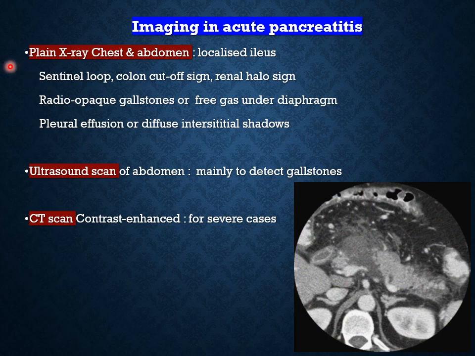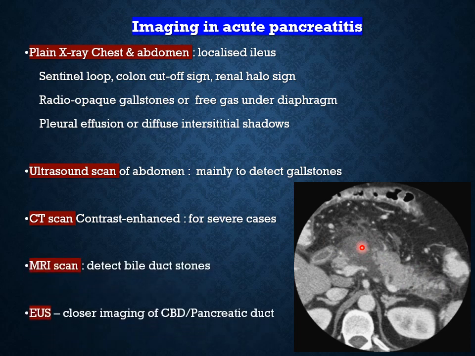This is a CT scan of a patient with massive necrosis of the pancreas, the whole pancreas, head, body, and tail. MRI scan may be needed in cases where you can detect the presence of bile duct stones and also the status of the pancreatic ducts. Endoscopic ultrasound is sometimes done these days to get a closer view of the pancreatic duct and the lower end of the CBD.